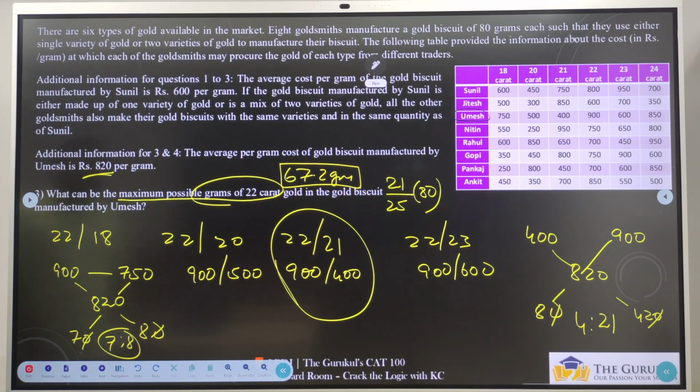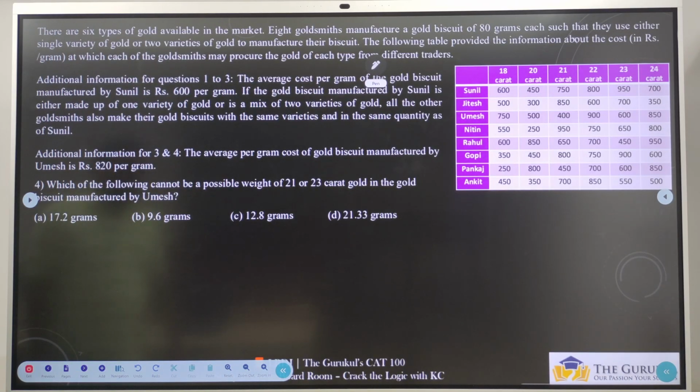That is the maximum possible value of 22 karat gold in the gold biscuit manufactured by Umesh when it is costing him 820 rupees per gram of gold biscuit. Last one. Now we need to check, they are asking us which of the following cannot be the possible combinations with 21 and 23. Now let us write all the possibilities of 21 and 23 which can give me 820.